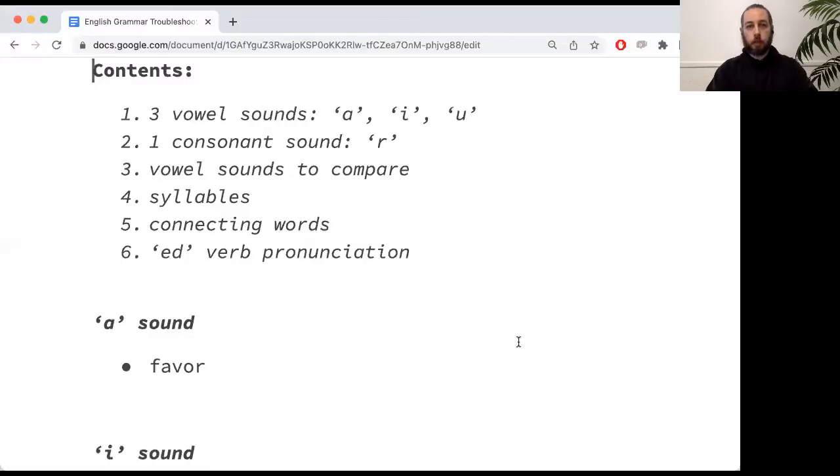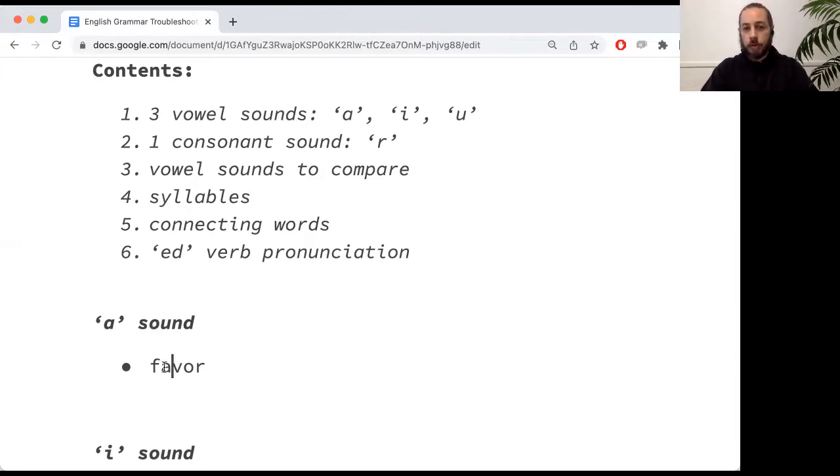All right, I'll share my screen here to show you what we're working with today. So like I said, we've got some vowel sounds, the letter R, we'll compare some sounds, then we'll do some syllable work to get you thinking about that. We'll work on connecting words and we'll end up with ED verb pronunciation, types of verbs that give a lot of people trouble.